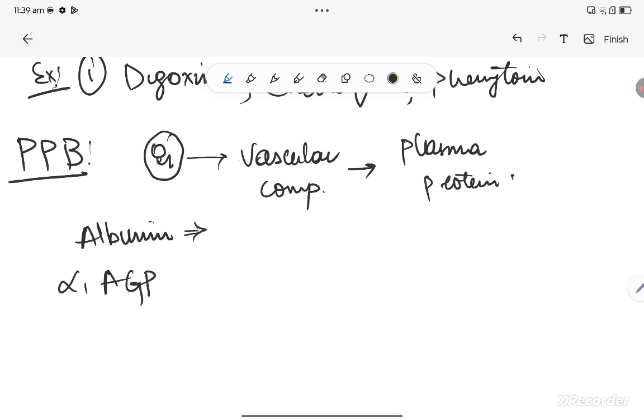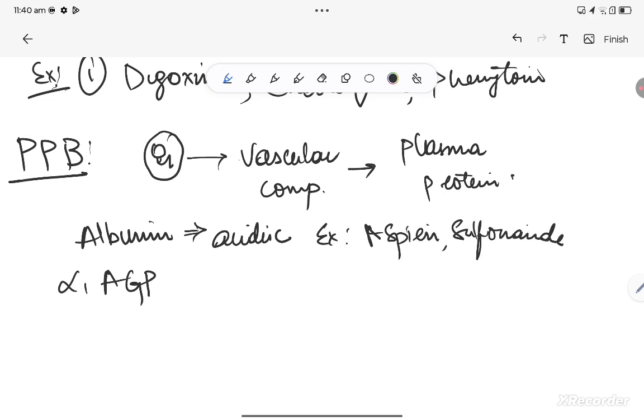Albumin, basically all of your acidic drugs bind to albumin. Examples of such drugs are your barbiturates, your NSAIDs, aspirin. Clear? Your sulfonamides. And alpha-1 acid glycoprotein, if the chemical structure of the drug is basic, it goes and binds to alpha-1 acid glycoprotein. Such examples include lignocaine and beta blockers.